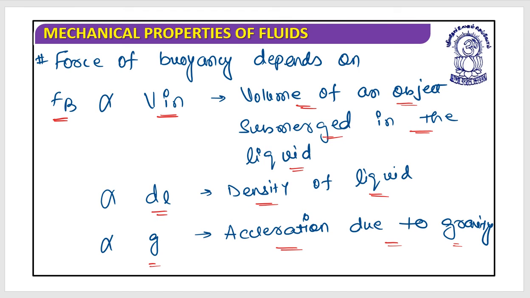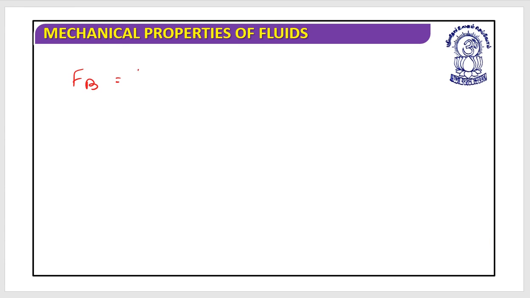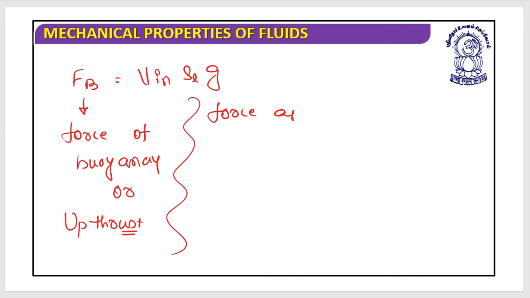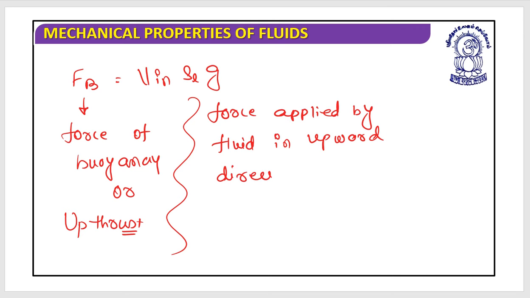And if I check this practically, no proportionality constant is required, and this is equal to V in into density of liquid into g. This is the force of buoyancy, or many a time you will read this as upthrust. This is the force applied by the fluid in the upward direction always. I hope this is clear.